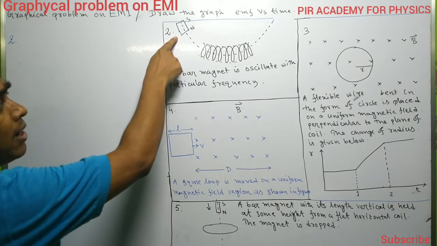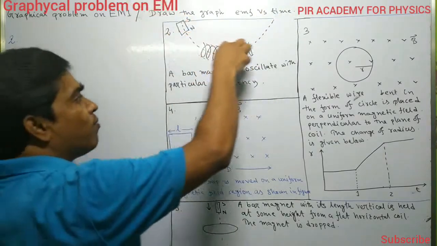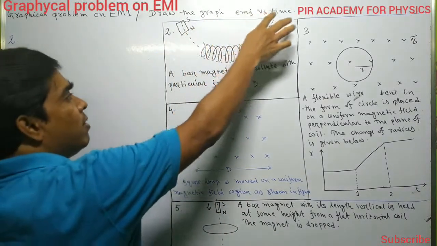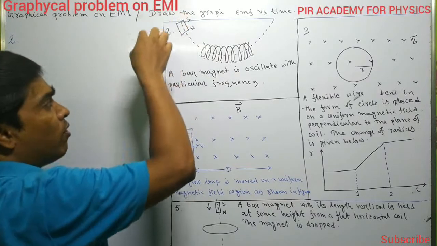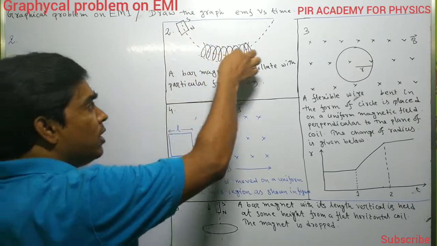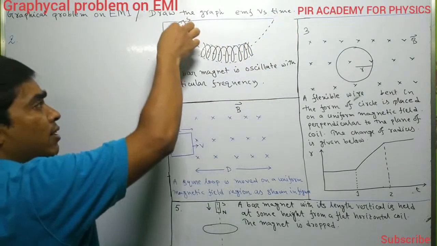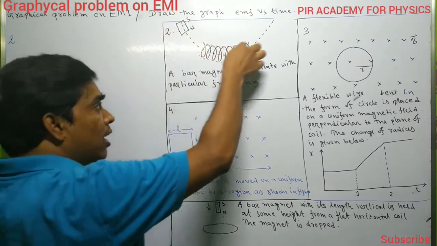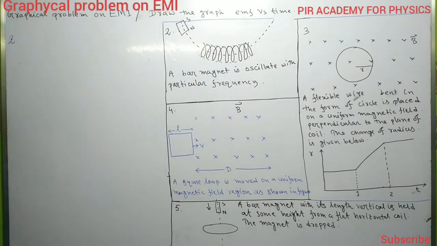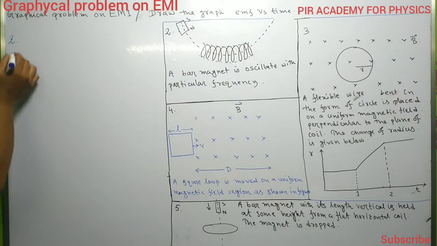This is a magnet. This magnet oscillates in this way. So you have to draw the EMF versus time for a complete oscillation. Complete oscillation means this magnet is moved in this way, and from here in the reverse direction in this way. This is the start and this is the complete cycle. So there are two situations. Situation number 1.